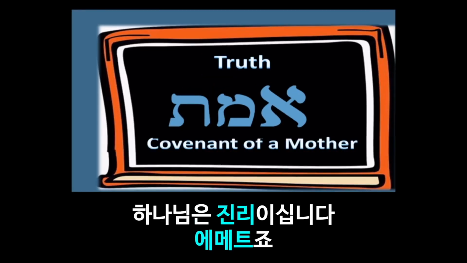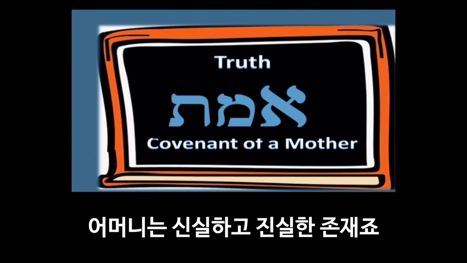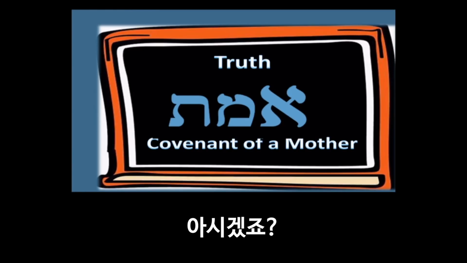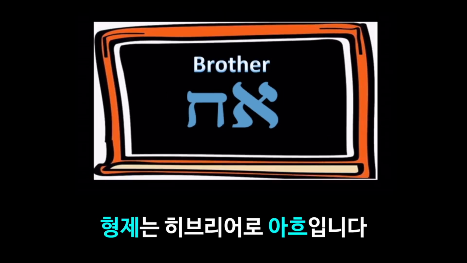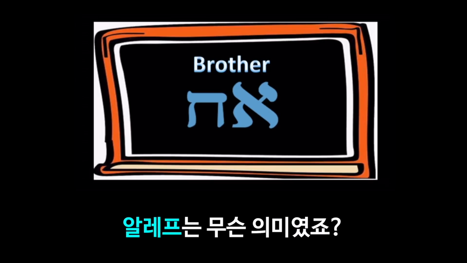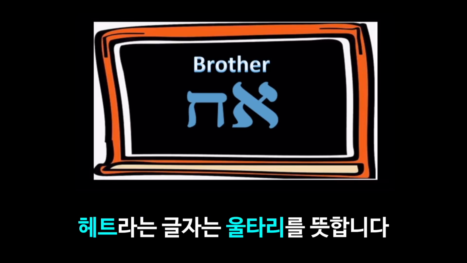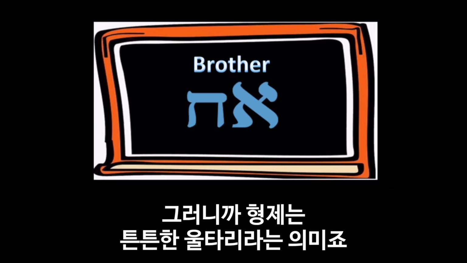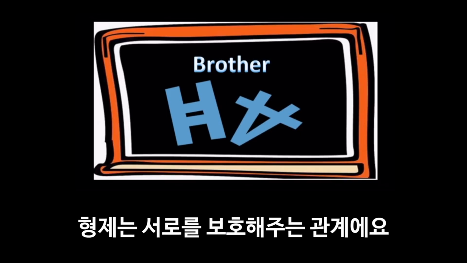Emet. But notice both amen and emet begin with the first 2 letters forming mom. Mom is the one who is faithful. Mom is the one who's supposed to be the truth bearer. Now, how about brother? Do you know brother in Hebrew is ach? Well, do you remember now the Aleph means what? Ox, that which is strong. You're going to find in Hebrew the letter chet is a fence. So a brother is a strong fence. He's the one you're supposed to be protecting each other.